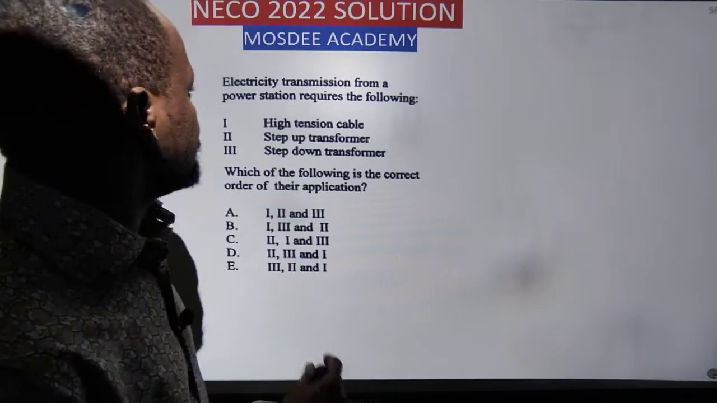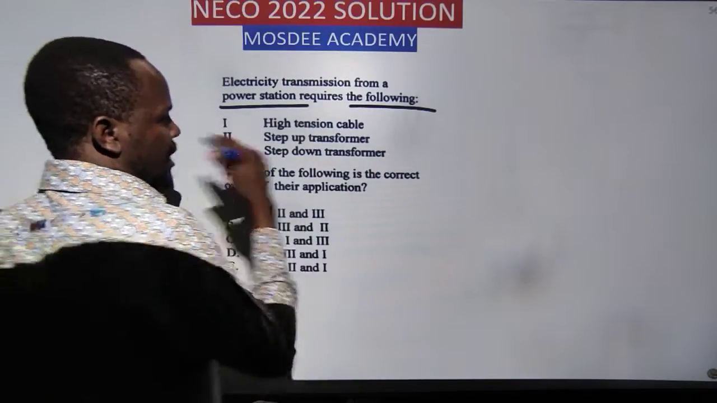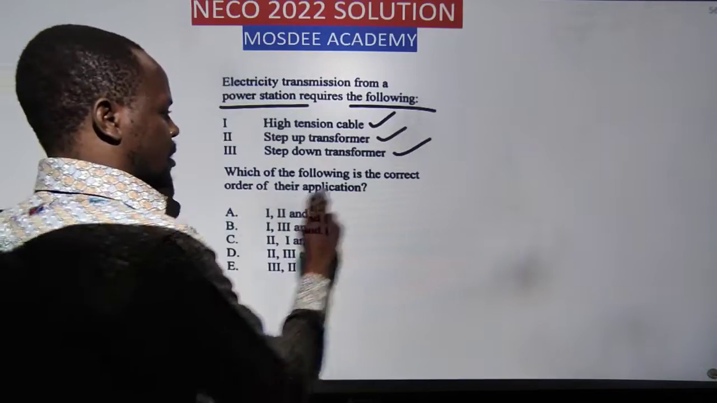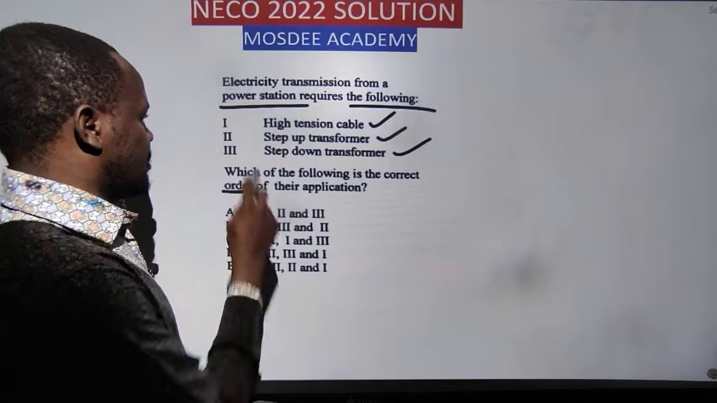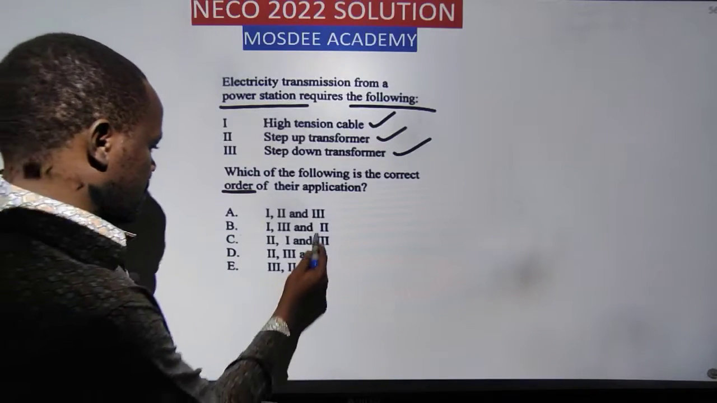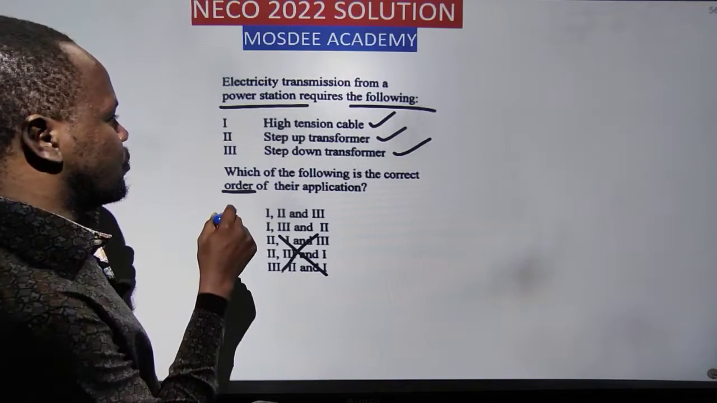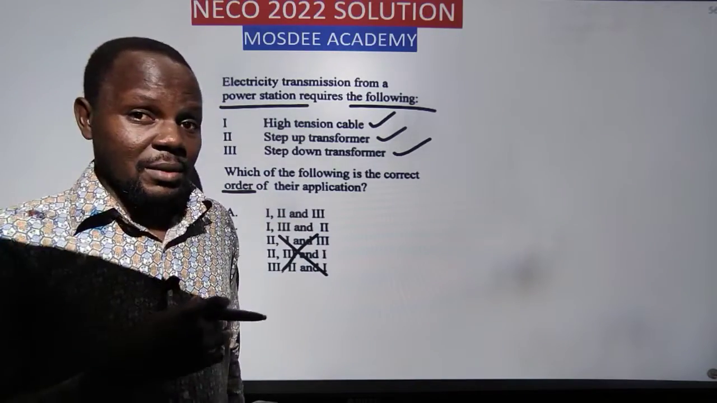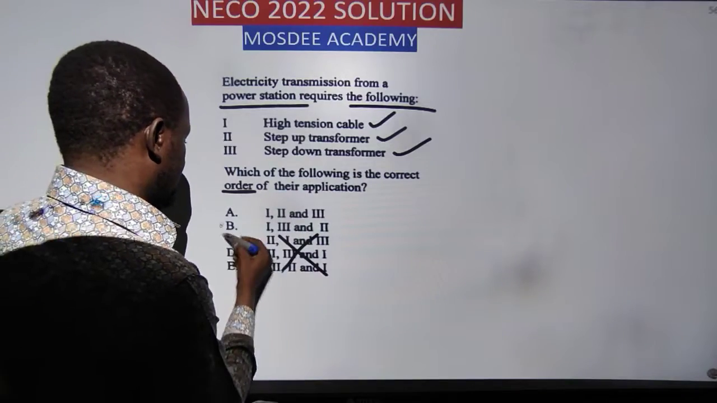Next one. Electricity transmission from power station requires the following: high tension cable, yes. Step up transformer, step down, yes. All these are correct. Okay, we have to arrange. So you need high tension cable. That's the first thing. High tension cable is number 1. So all these ones are out. Then you need a step down transformer, because high tension cable produces heat. So step down transformer is the next option.